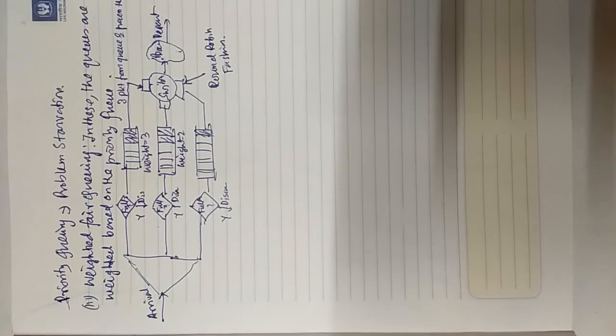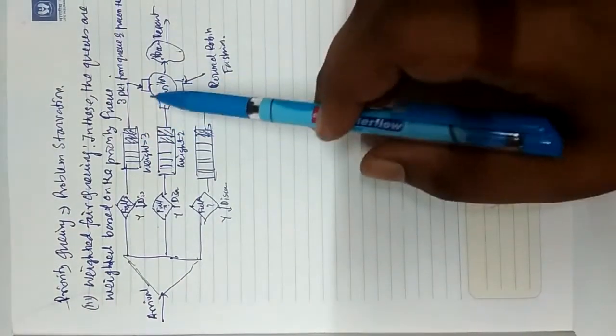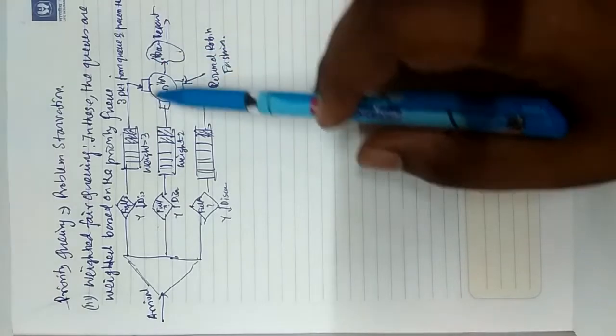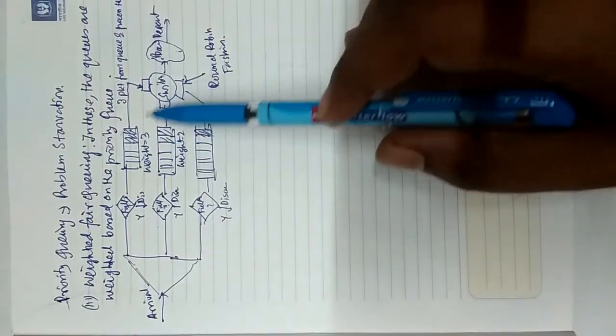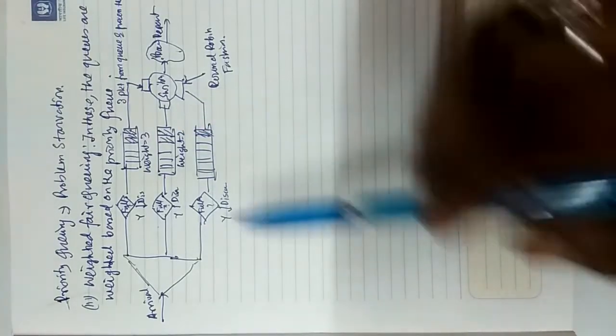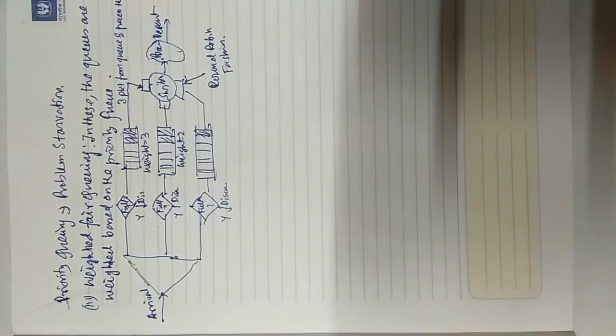So to get rid of this problem, we studied weighted fair queuing. In weighted fair queuing, each queue is given a weight and accessed in round robin fashion. So every time, at least every queue is processed. In this way the starvation problem is resolved.